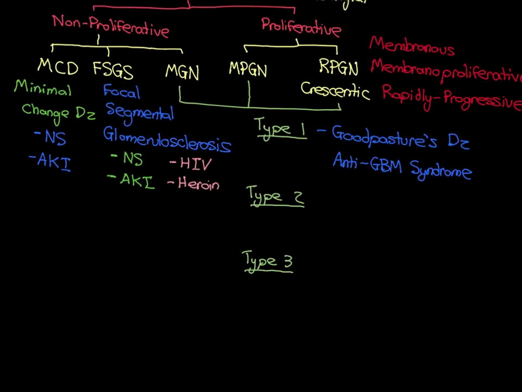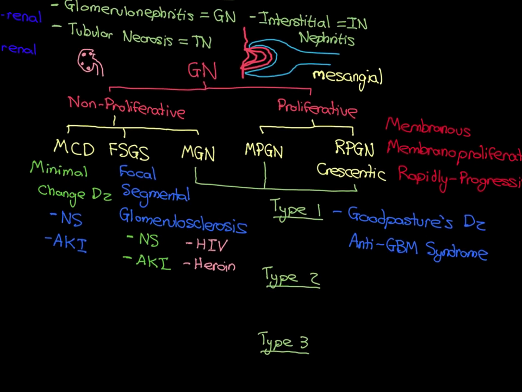So when you produce these antibodies, what of course is going to end up happening is they're going to end up binding to the glomerular basement membrane, and then they will trigger inflammation to occur there. And depending on the severity of the inflammation, it will determine whether the histological appearance is membranous glomerulonephritis, membranoproliferative glomerulonephritis, or rapidly progressive glomerulonephritis.